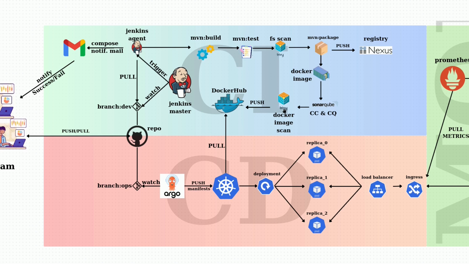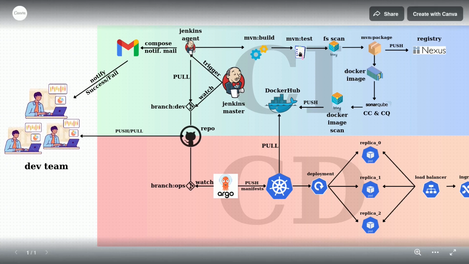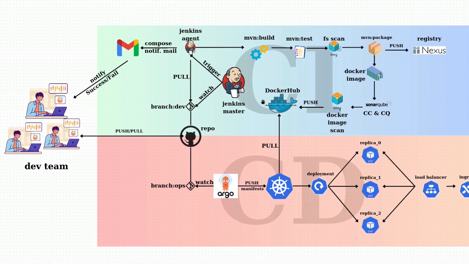After that, the Jenkins agent is going to push our image onto Docker Hub. If you noticed, we have this compose notification mail. If Jenkins fails on any of these steps, then it will compose an email and send it to the development team. If it succeeds, then again it sends a success email to the developer team. Once the Docker image is pushed to Docker Hub, the CI part is finished.